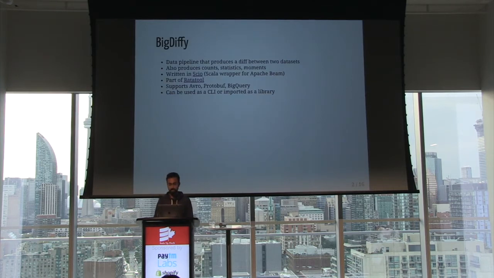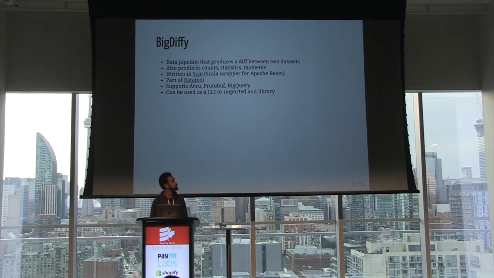Cool, it's working. So this talk mostly focuses on Big Diffie. The simple explanation is it's a data pipeline that produces a statistical diff between two data sets. It's intended for big data usage, so we use it on Google Cloud Platform to diff Avro and Protobuf data sets on GCS, as well as BigQuery. It's written in another open source tool called Scio, which is a data processing framework that was developed in-house. And it's basically a Scala wrapper for Apache Beam. If you're not familiar, you can think of Spark for Google Cloud Platform.